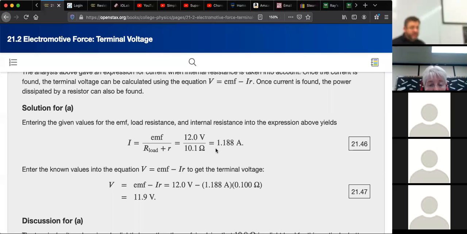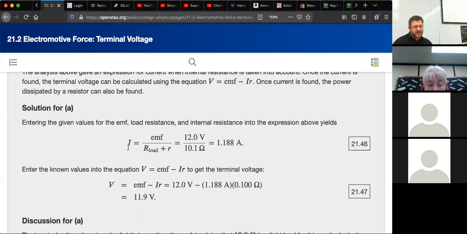Then we use that current again, rearranging to calculate voltage V. Well, actually it's not the same equation. It's similar, but this comes from Ohm's law. The point is you plug it back in: the EMF minus the current we just calculated times the internal resistance of the battery, and you get 11.9 volts. So it's dropped by 0.1 volt, having this 10 ohm resistive load in there.